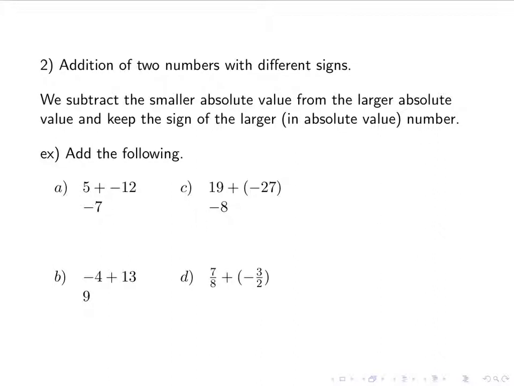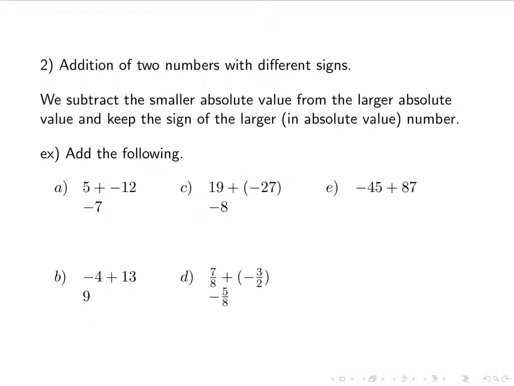7/8 plus negative 3/2. Again, I'm going to take the absolute values and I'm going to subtract 7/8 from 3/2. And I'm going to get 5/8. And then the answer is going to be negative because my larger value is the 3/2, which is the negative. So I get negative 5/8. And again, if you have trouble adding or subtracting fractions, make sure you look at the review section from the beginning of the book.